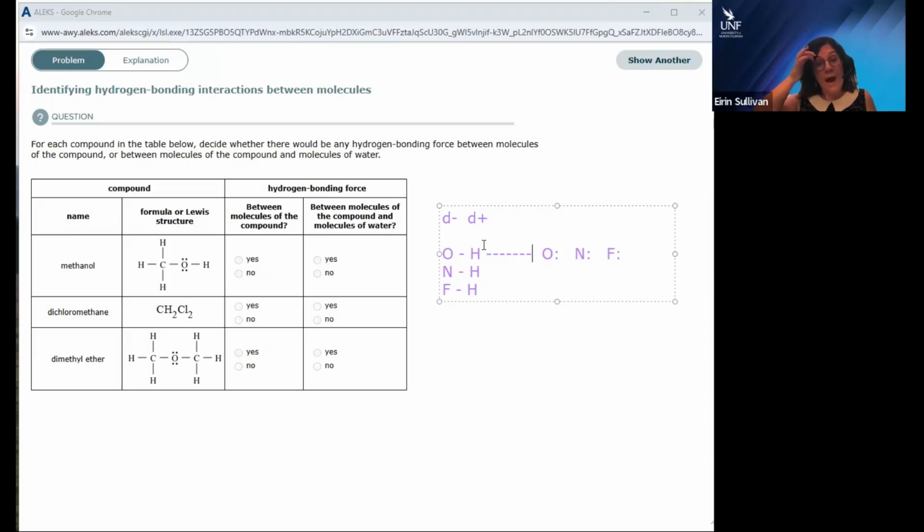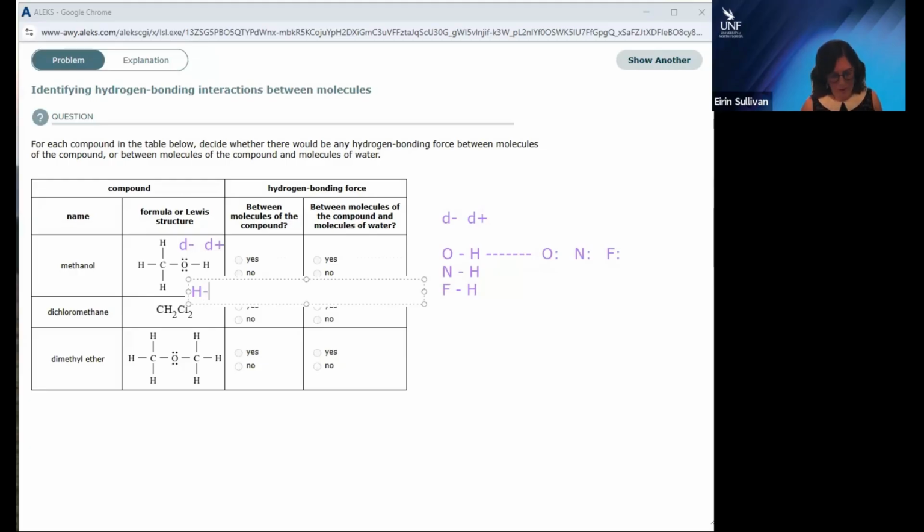So for some of these, we already have our Lewis structure, which is convenient. So if we look at the methanol first, you'll see that we have an oxygen bonded to a hydrogen. So we have a polar bond right there, okay? So again, the oxygen end would be the delta minus end, and the hydrogen end will be the delta plus end. Now, in this particular example, we should be able to imagine that if we had more than one methanol molecule next to each other, they would both have an OH bond. So we could see that hydrogen bonding interaction between neighboring molecules.